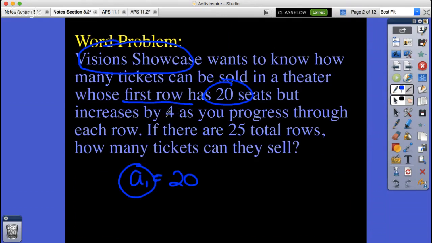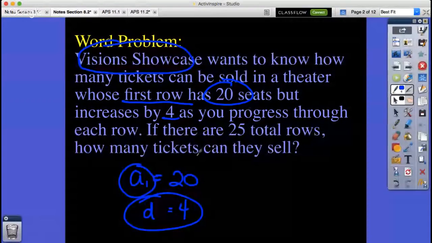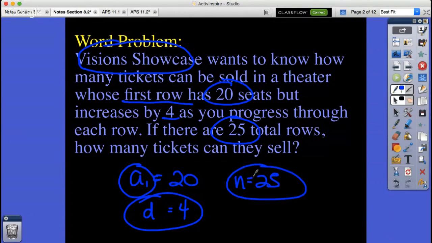Now, since it increases by 4 each time, we would say that 4 would address this idea of my common difference, because every time I increase this by 4, we would say the difference would be positive 4. Now, as we keep going, another thing we remember is that whatever the total amount of numbers in the sequence is, in this case, there's 25 rows. So we would say that n would be equal to 25, meaning that there are 25 numbers in the sequence that we're going to add together.